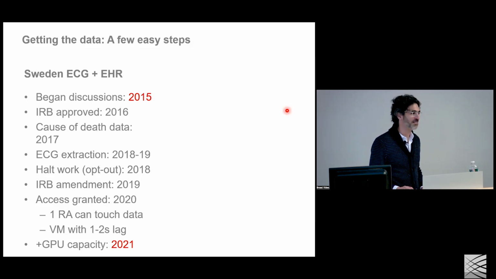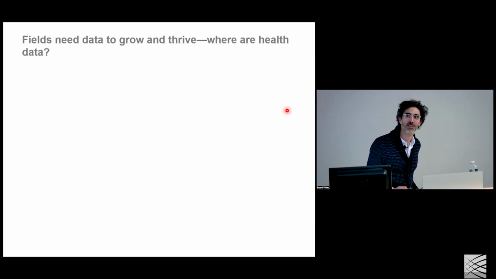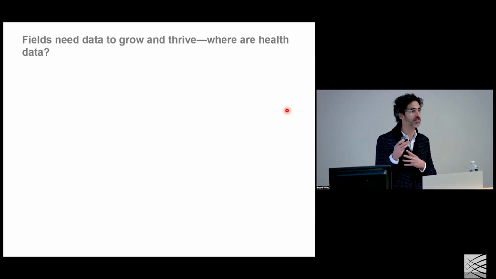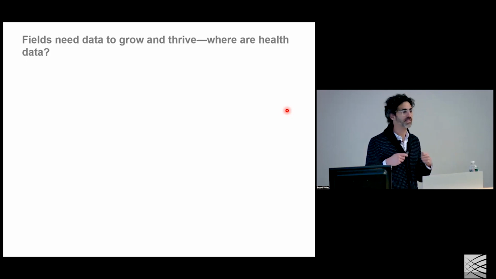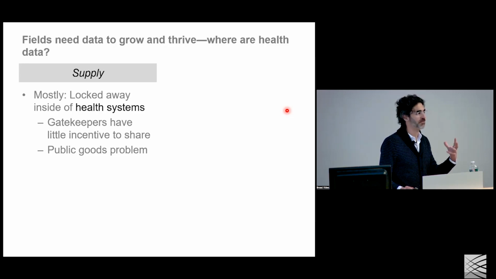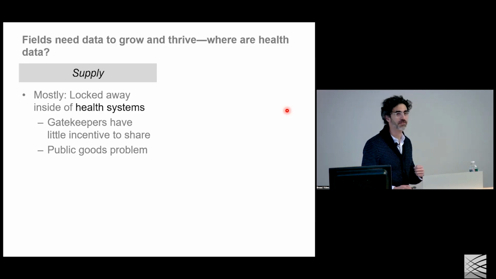So that model of marriage-based access to data is not scalable and shouldn't be scalable. Something needs to be scalable because I think all of us in this room probably think that there's a new field at the intersection of health and policy and data and computation and biology, but fields need data. So where's the health data? Well, it's locked up inside of health systems and the gatekeepers of that data have very little incentive to share the data. And so it's a classic kind of public goods problem.